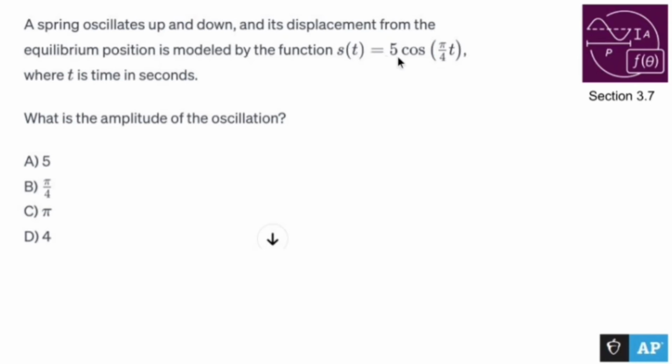A spring oscillates up and down, and its displacement from the equilibrium position is modeled by the function s of t equals 5 cos pi over 4t, where t is time in seconds. What's the amplitude? The amplitude is just the number attached to cosine, so the answer is 5.